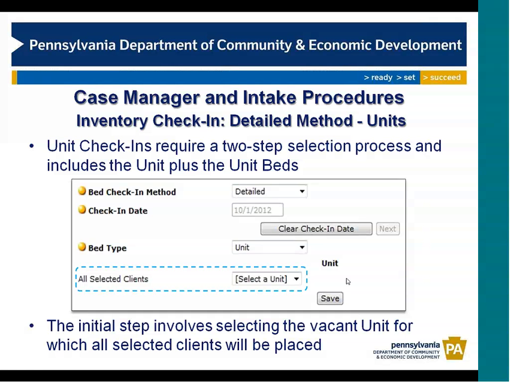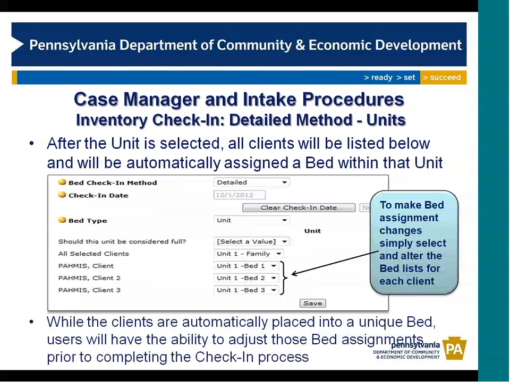First thing that comes up, basically you need to put all the clients into an individual unit. At this point in time, the system doesn't allow you to split them up and put them in multiple units. Again, that's where you need to use the flexibility of the enrollment loop if you want to put them in multiple units. So basically, you select it from the drop-down list, and once you've selected the unit, it will automatically assign each client a bed within that unit.